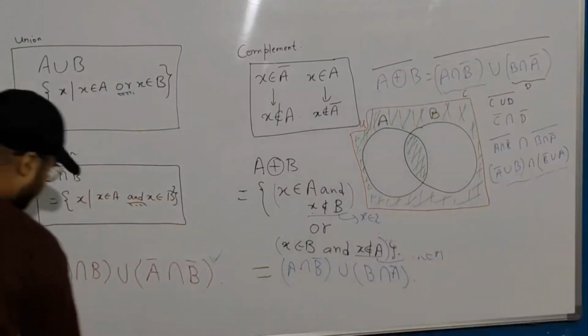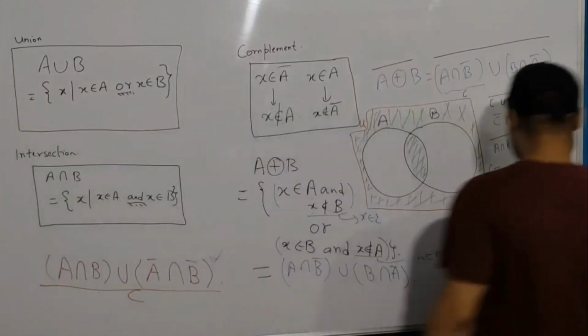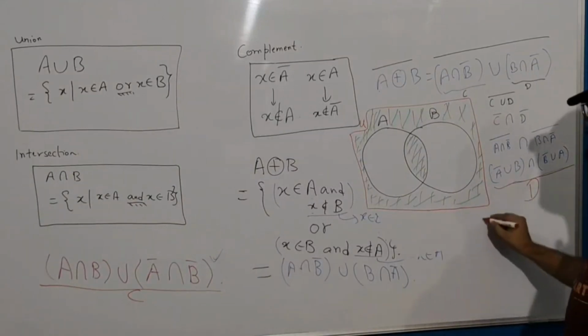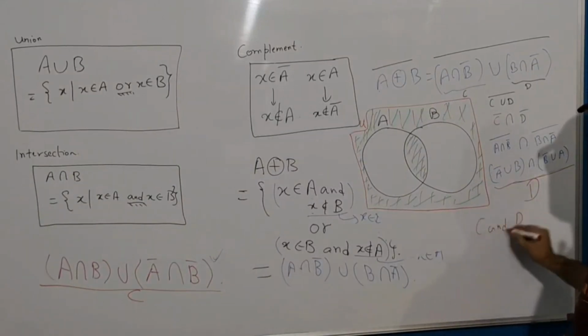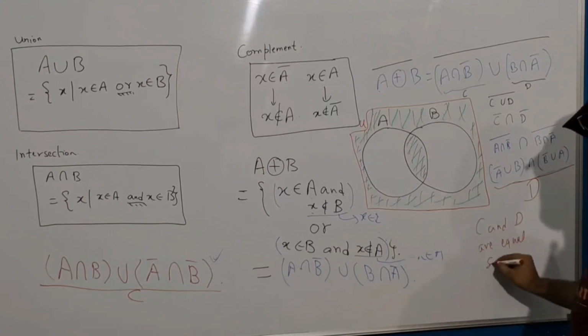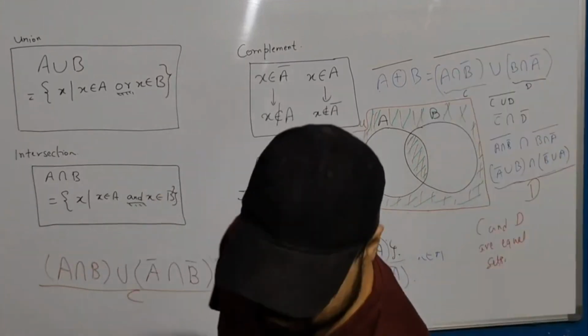Let's say this is set C, and this whole expression is set D. Then what I can say is that C and D are equal sets, because they have the same elements. Okay, thank you.